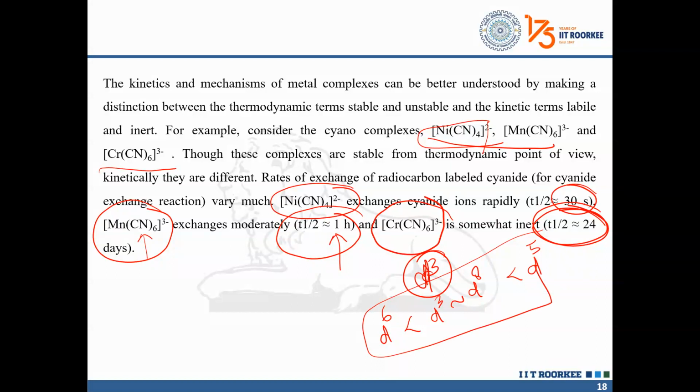So they are slow, but if I compare the reactivity, it will be like this. And what about d4? d4 will be having a negative value of crystal field activation energy. So they will be labile, right?